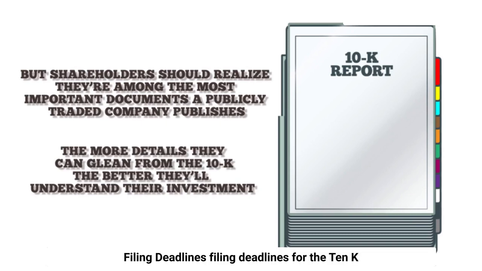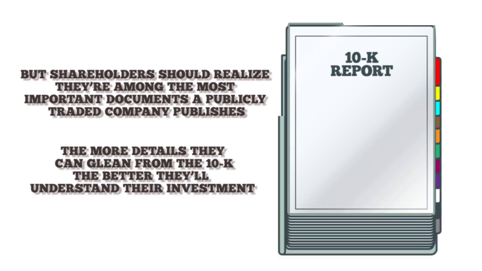10-K filing deadlines. Filing deadlines for the 10-K vary based on the size of the company. According to the SEC, companies with a public float, shares issued to the public that are available to trade, of $700 million or more must file their 10-K within 60 days after the end of their fiscal year. Companies with a float between $75 million and $700 million have 75 days, while companies with less than $75 million in their float have 90 days.